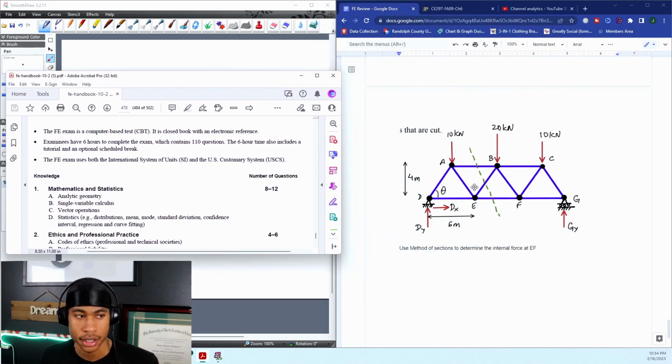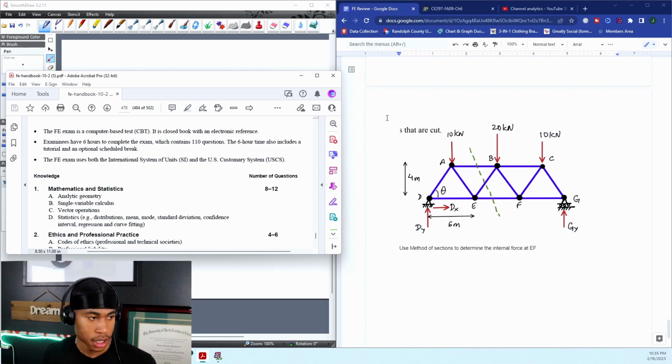I want you guys to take a look at this practice problem. It says, use method of sections to determine the internal force at EF. So they want to know the internal force here at EF. And as you can see, there's this dashed little green line coming across, and that is going to be a cut that we do to determine that force in between there.